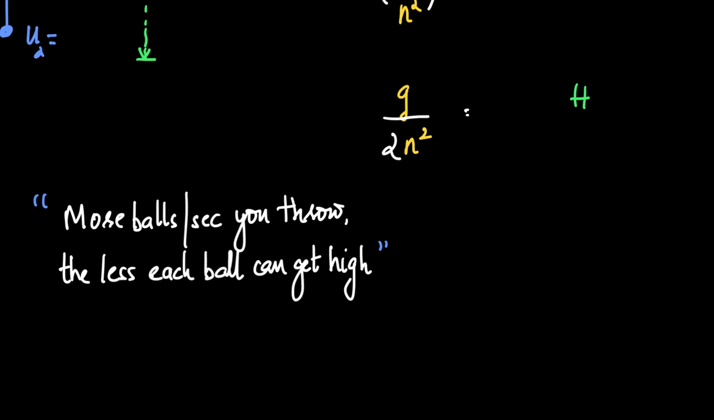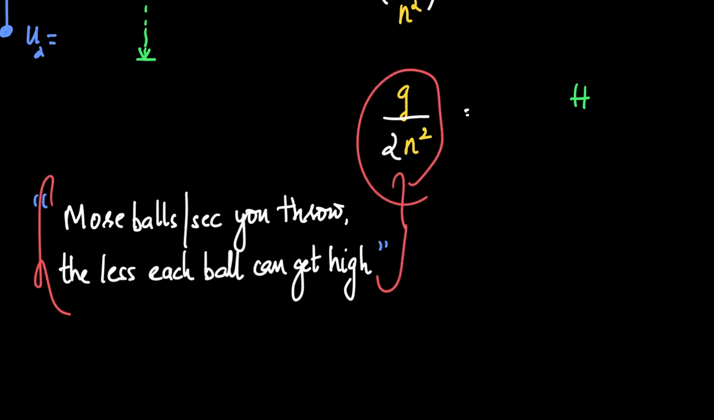Now to go one step further, what does this equation imply? h is proportional to 1 by n squared, meaning the more balls per second you throw, the denominator goes up and the value of h will come down. Each ball cannot get as high. Hope that makes sense.